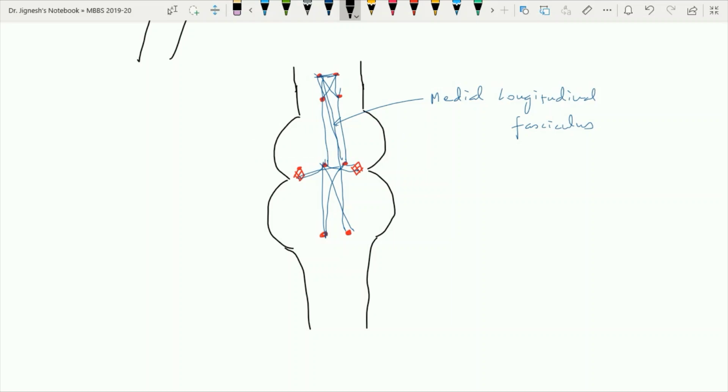And the other two, tectospinal and rubrospinal, are part of the extrapyramidal system. The tectospinal tract starts from the tectum of the midbrain to the spinal cord, and the rubrospinal tract starts from the red nucleus of the midbrain to the spinal cord, and these are concerned with the extrapyramidal system.